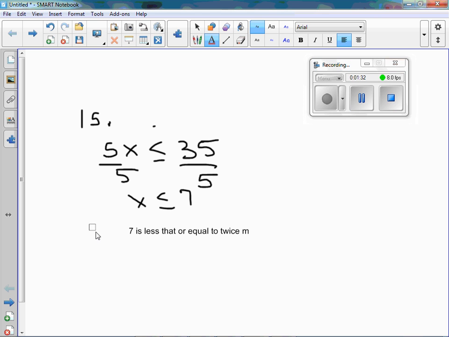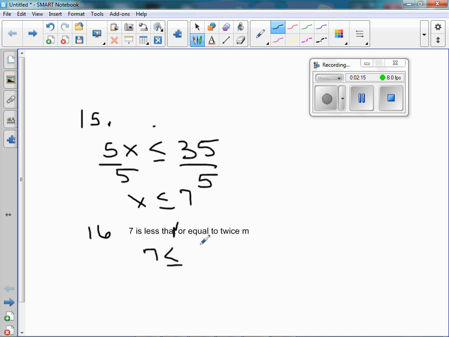Number 16. Number 16 is written: 7 is less than or equal to twice m. So it's saying that 7 is smaller, so write it as it's stated. 7 less than, this means it's smaller, is pointed to the smaller number, or equal to, the line underneath determines that it can be equal to 7 and it's less than 7.